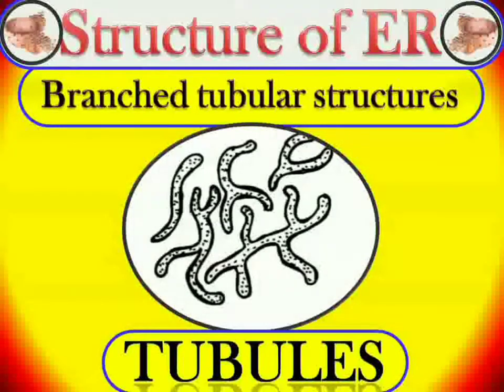So here in endoplasmic reticulum, some part exists in the form of cisternae, some part exists in the form of vesicles, some part exists in the form of tubules. But the most important thing is the majority of endoplasmic reticulum exists in the form of cisternae. Okay, so cisternae is the major part of endoplasmic reticulum we can see.